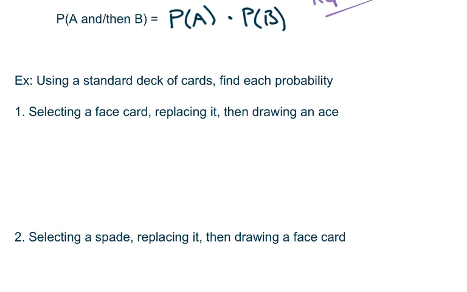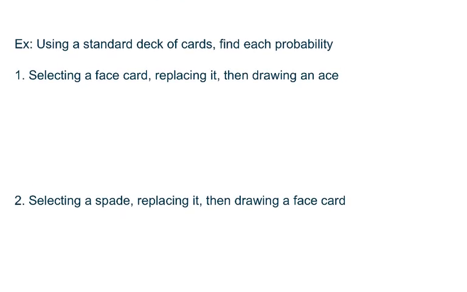Using a standard deck of cards, find each probability. Number one, we're going to select a face card, replace it, and then draw an ace. The key word there is replacing it, just like in number two, which we're going to get to in a second. So the probability that we get a face card: there are 12 face cards in the deck. We have the Jack, Queen, and King of each suit. So there are 12 face cards out of the 52 total. We can simplify this right now. This would be 3 over 13, which makes sense: 3 faces out of the 13 cards in each suit.